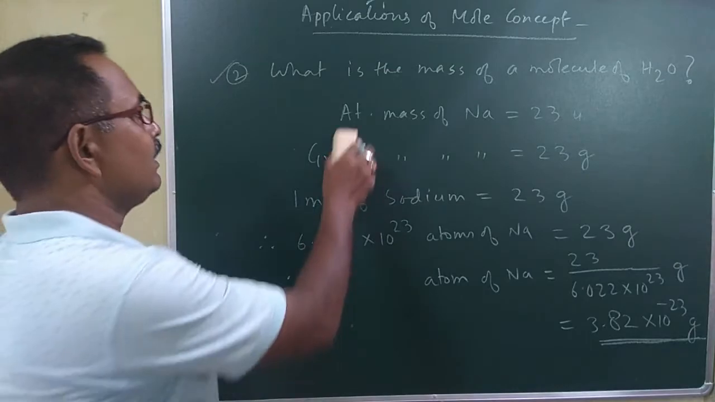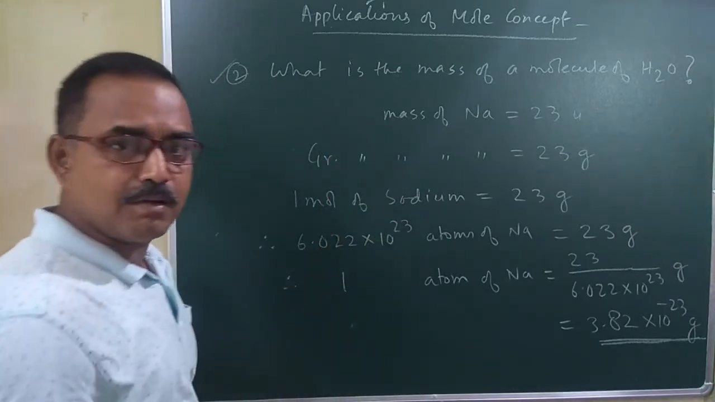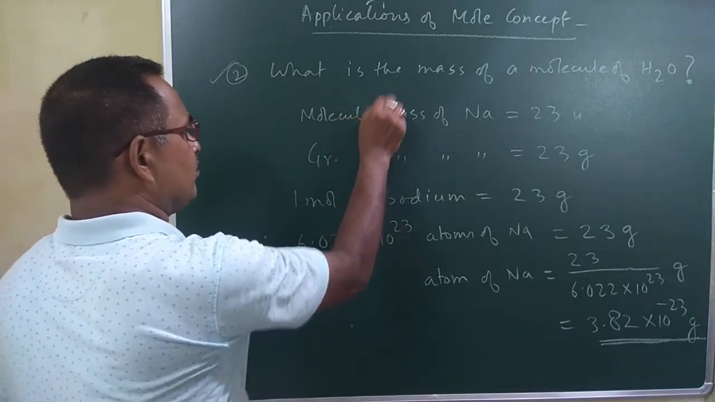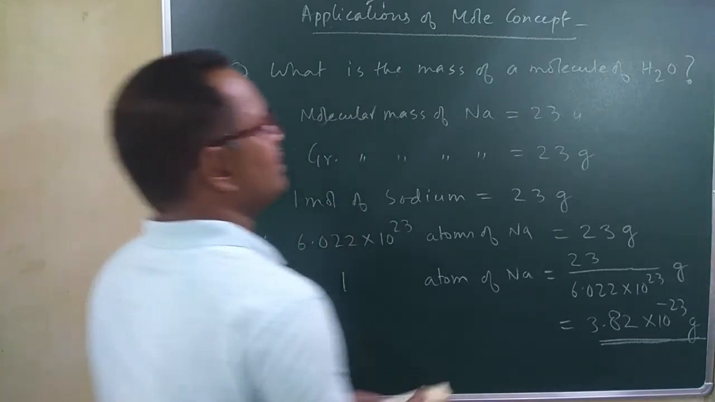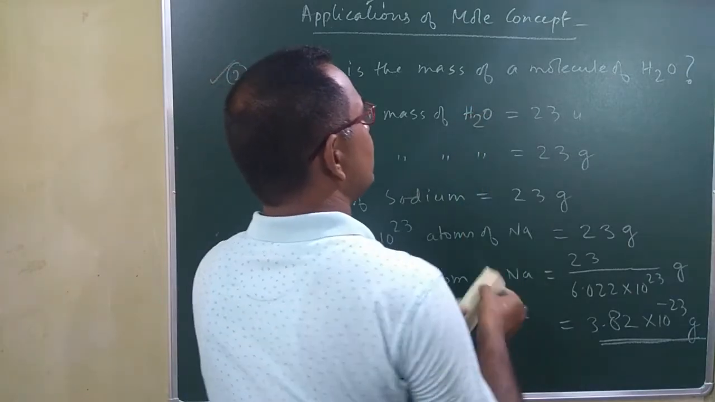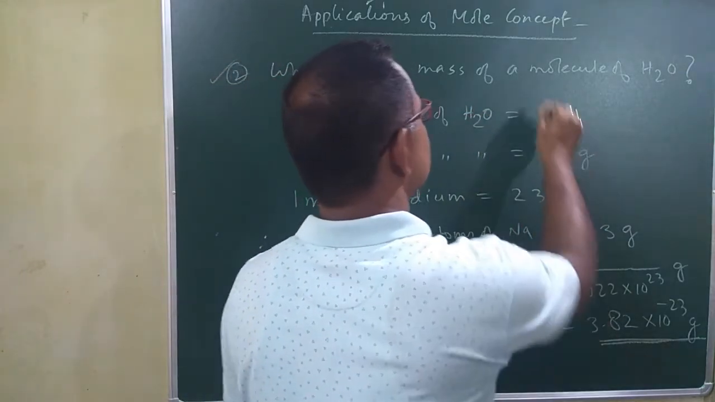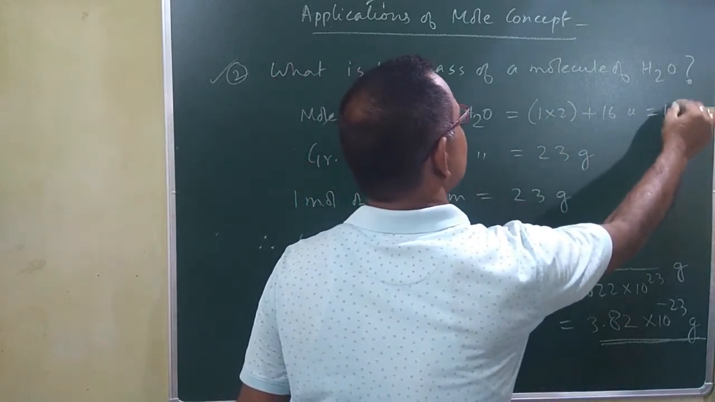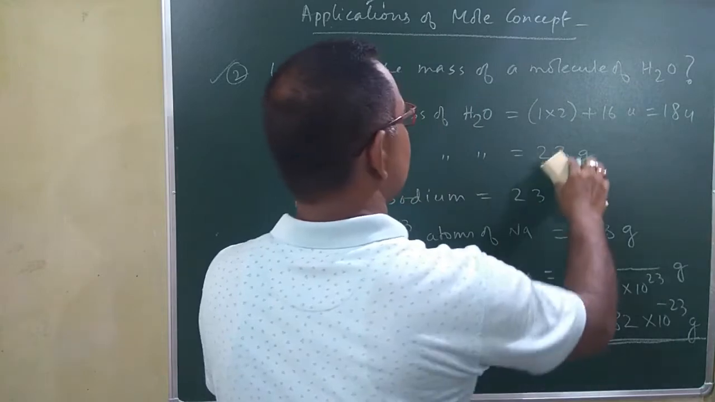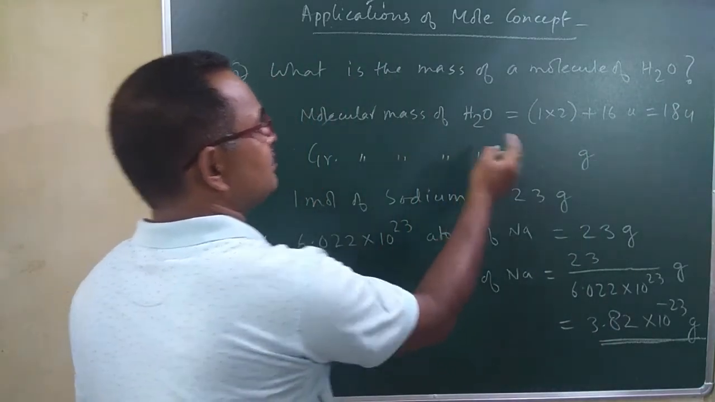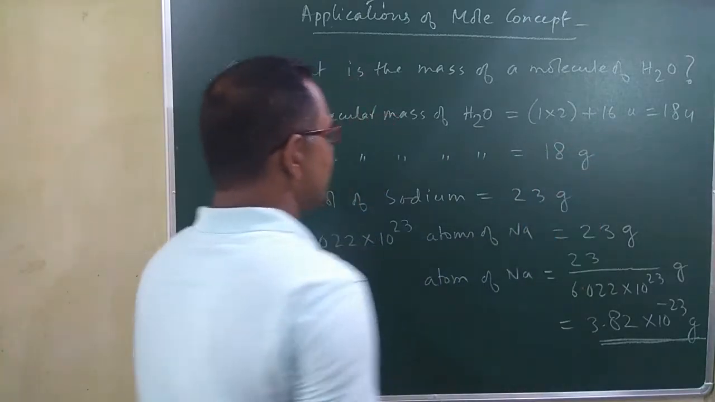Okay. In this case, since H2O is a compound, we have to write the molecular mass of H2O. This would be 1 multiplied by 2 plus 16, which is equal to 18. It means the gram molecular mass of water will be 18 gram.